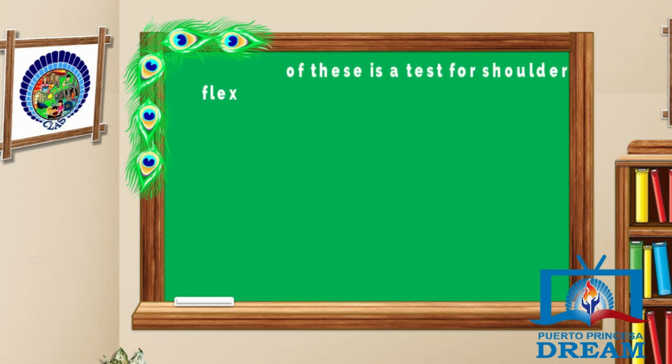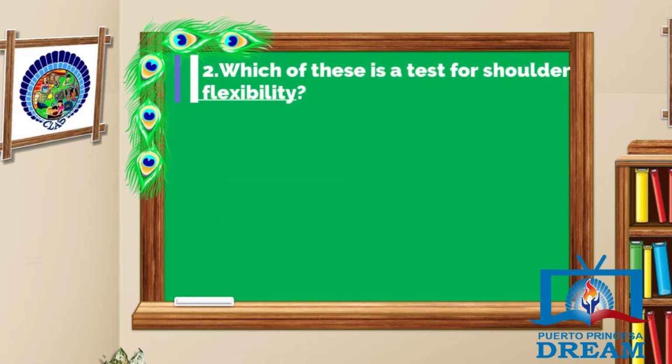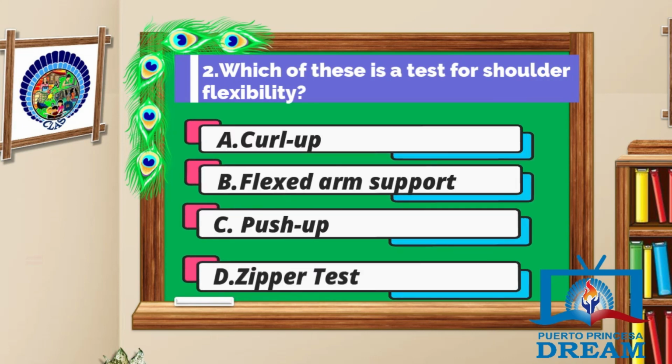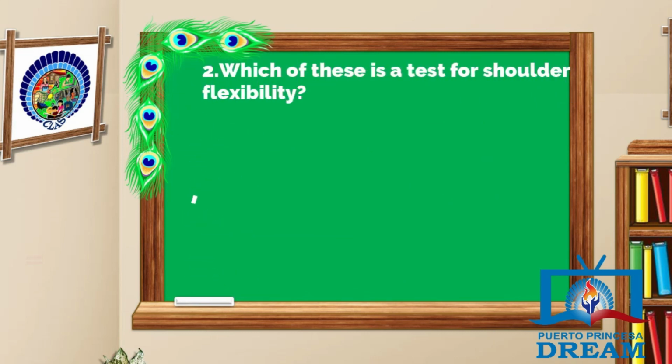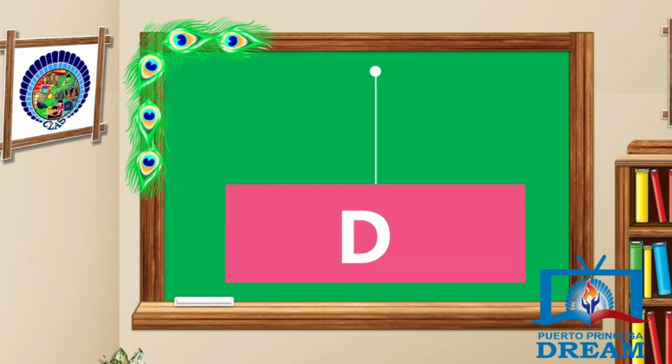Number 2. Which of these is a test for shoulder flexibility? A. Curl up. B. Flex arm support. C. Push up. D. Zipper test. And the correct answer is letter D, zipper test.